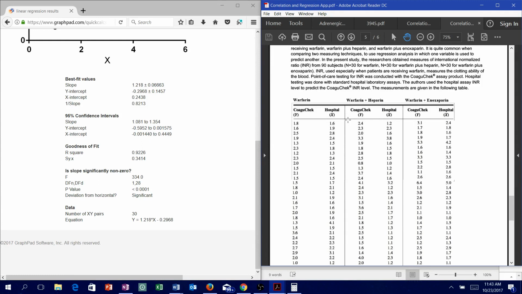I initially said large number wins by mistake. If I said that, that's wrong. It's a minimum number. So we're trying to minimize the distance between the dots and the line. That's what we're trying to do.